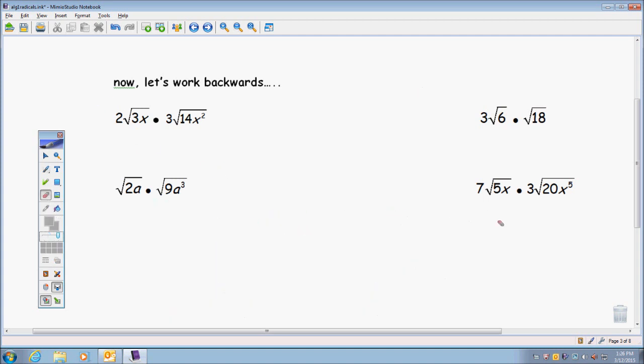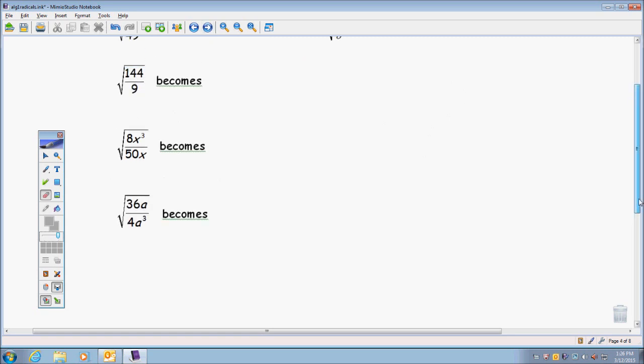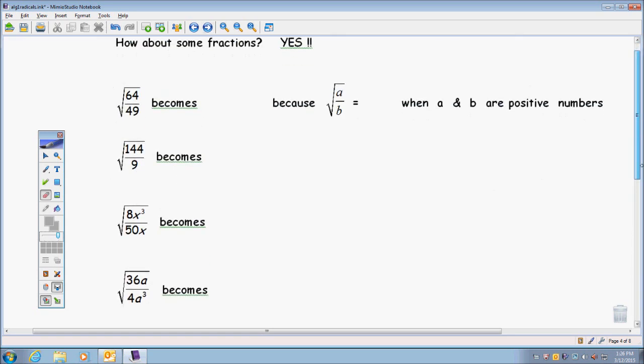Okay, moving on. What if we have fractions? Oh, we don't like fractions. Okay, the basic property is this. We can take a fraction. This is from the textbook. Radical a divided by b becomes radical a divided by radical b. So radical 64, these are kind of quick. Radical 64 over radical 49 becomes radical 64 over radical 49.